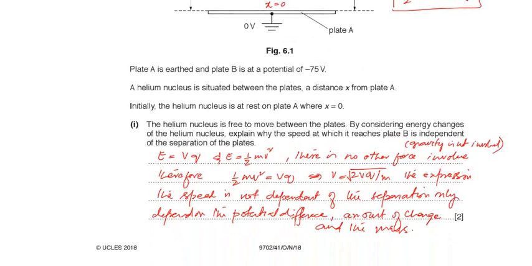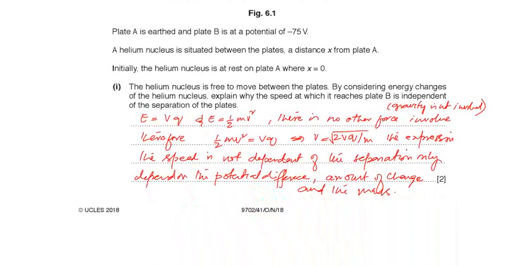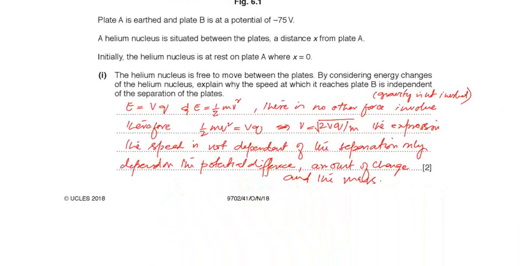A helium nucleus is situated between the plates at a distance x from the plate. Initially, the helium nucleus is at rest on a plate where x is equal to 0. So you need to understand it. The helium at x equal to 0 initially is at rest, right? So it has no speed. The helium nucleus is free to move between the plates.